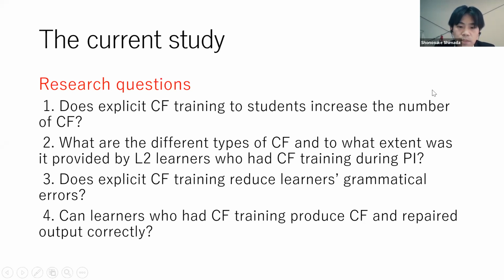What are the different types of CF, and to what extent was it provided by L2 learners who had CF training during peer interaction? And 3, does explicit CF training reduce learners' grammatical errors? And the last question is, can learners who had CF training produce CF and repair the output correctly?